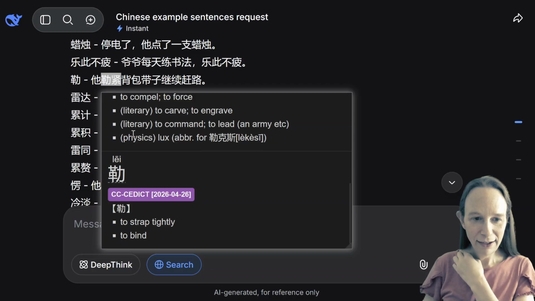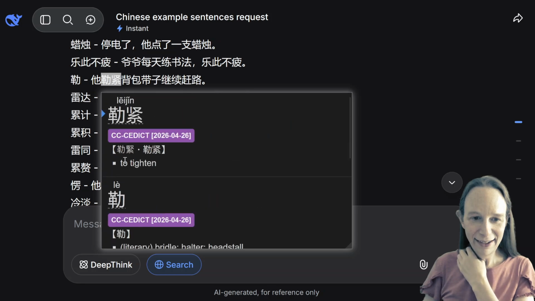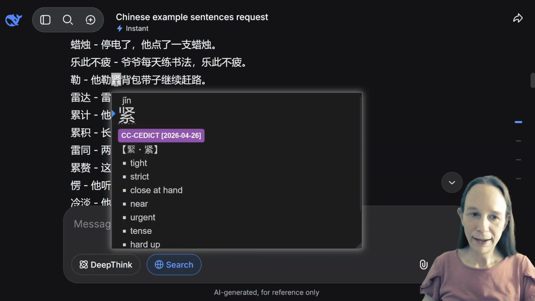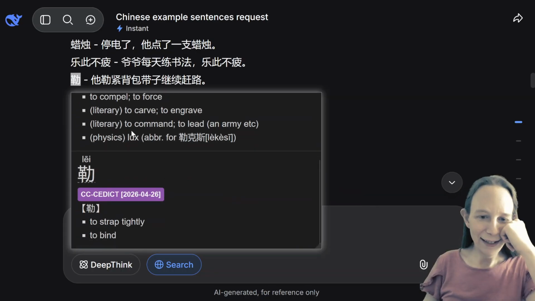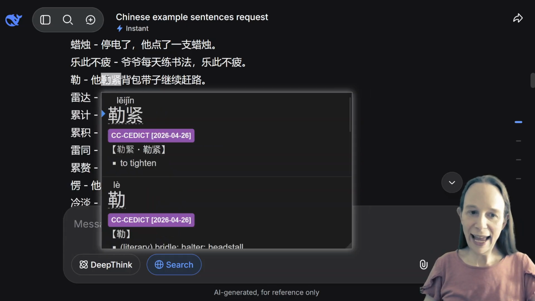了. It's first tone here, but there's no first tone here or here. 了点了点背包袋子继续赶路. Alright. 了. I guess we're gonna have to figure this out. 了 lay. So why is this not 勒紧?